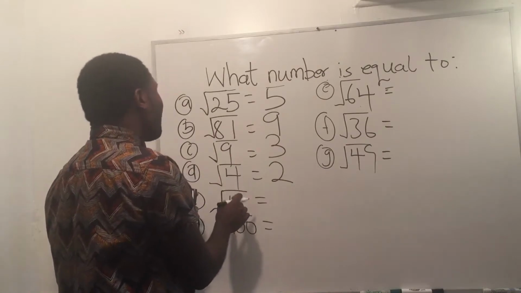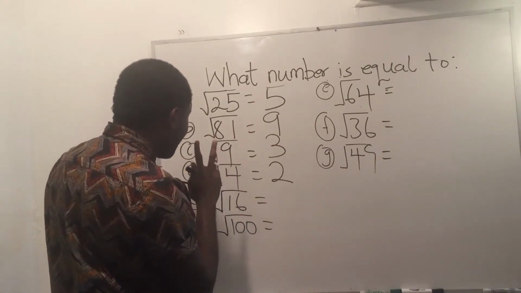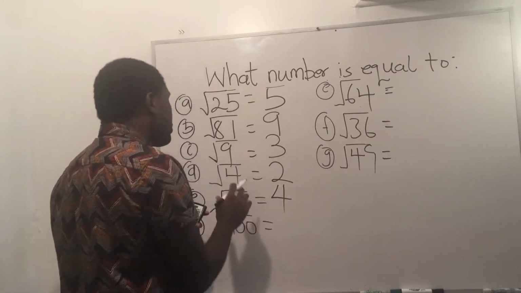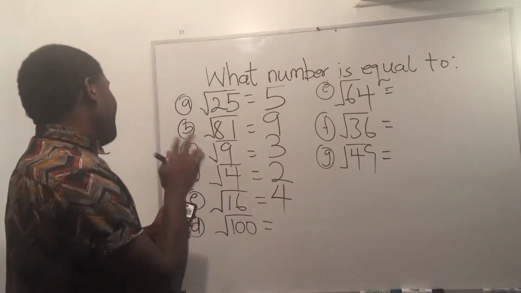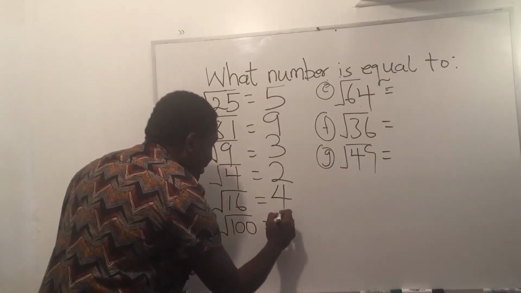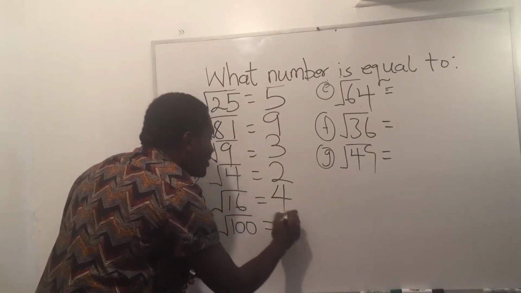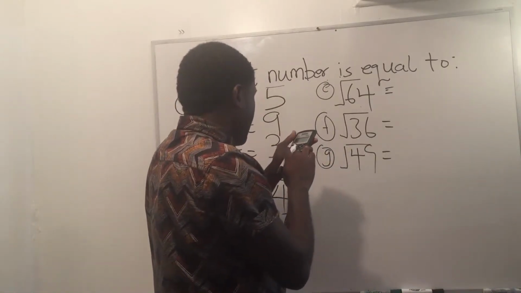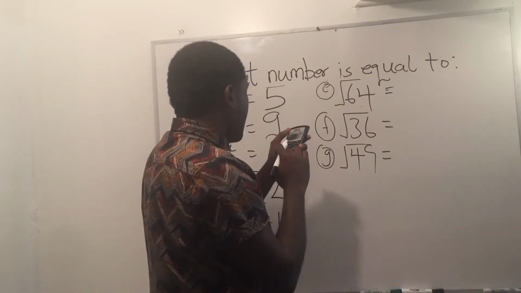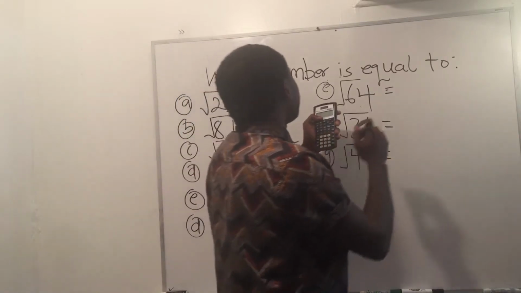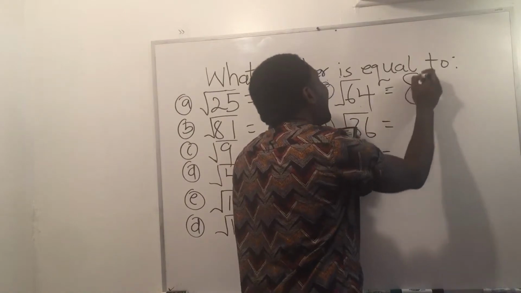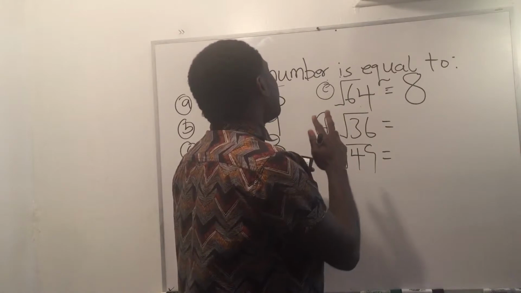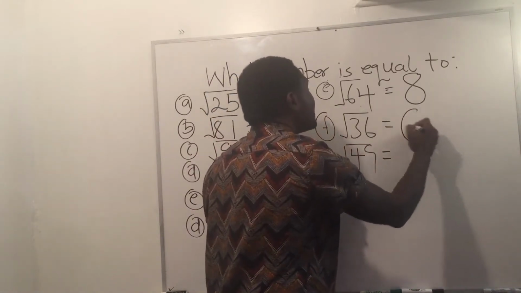Square root of 16, if I multiply 4 by itself 2 times, I should get 16. That means square root of 16 is 4. Square root of 100, if I multiply 10 by itself 2 times, I should get 100. So that means square root of 100 is 10. Square root of 64, 8 times 8 is 64. So that means square root of 64, I copy one of them, so I copy 8. Square root of 36, 6 by itself 2 times gives me 36. So square root of 36 is 6.